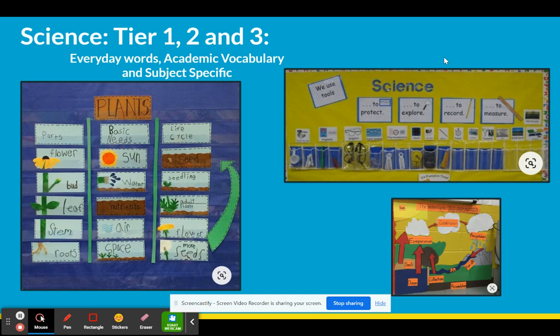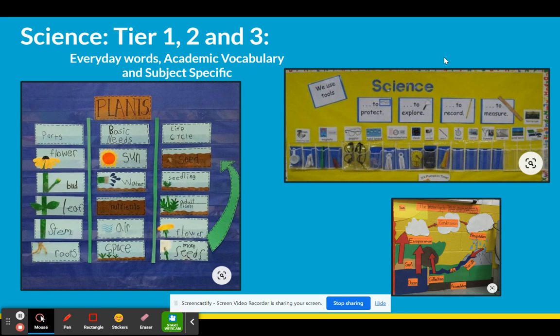So here are some examples of what that can look like in an elementary classroom if you were to create some subject-specific word walls. Here we're looking at science to begin. When we're looking at our subject-specific word walls, we want to keep in mind that we will probably include all tiered words, tier 1, 2, and 3. So those everyday words, those tier 1 words, that academic vocabulary that we see across subjects, that's our tier 2 words, and then that subject-specific language, that's our tier 3 words.